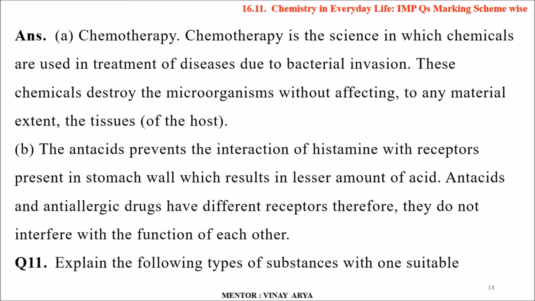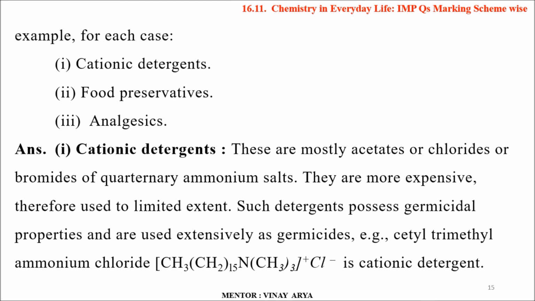Question number 11. Explain the following types of substances with one suitable example for each case. First, cationic detergent, second, food preservative, and third, analgesics. Cationic detergents are mostly the acetates, chlorides or bromides of quaternary ammonium salts. They are more expensive, therefore used to a limited extent.